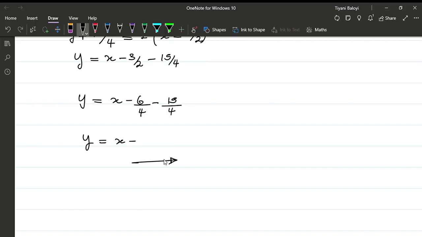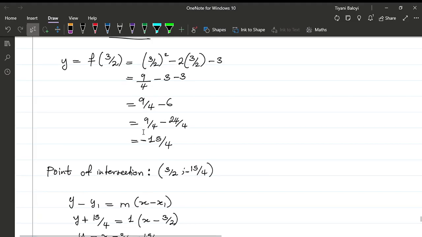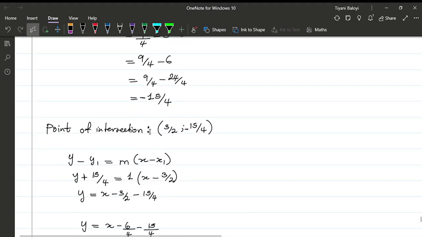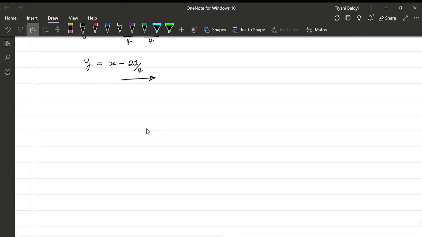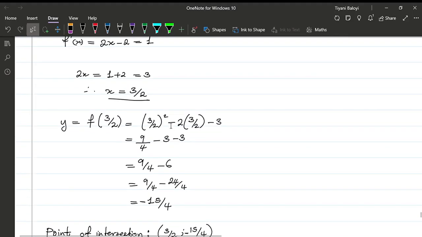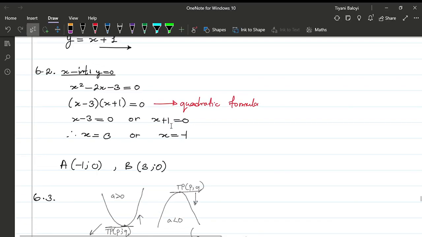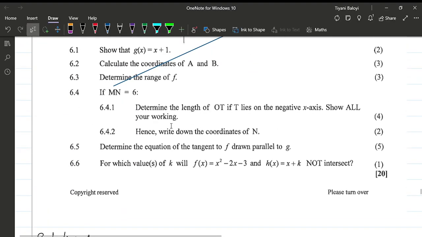Very good to always confirm your calculations by checking them more than once, right? Just don't do it too much because you won't finish. But do confirm your calculations and be confident in what you have written down. Let's see, 6.6. Okay, what does 6.6 want from us? It says, for which values of k will f of x and h not intersect?